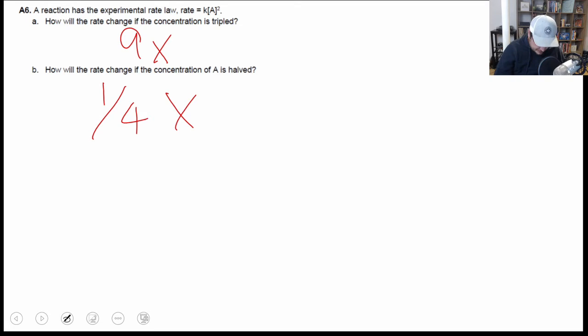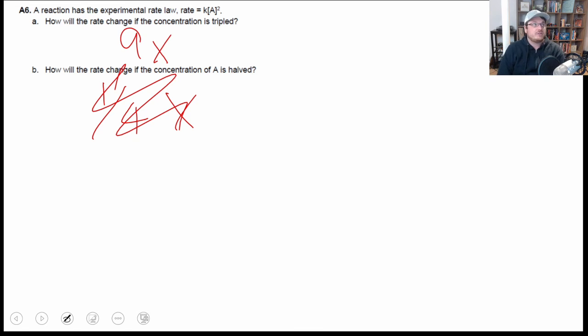Or 0.77, sorry, not a quarter. Did I say a quarter? I probably did. Wait, no, yeah, it should be a quarter. What am I talking about? Because it's not the square root of 0.5, it's 0.5 squared. I'm stupid, yeah, which is 0.25, which is a quarter.